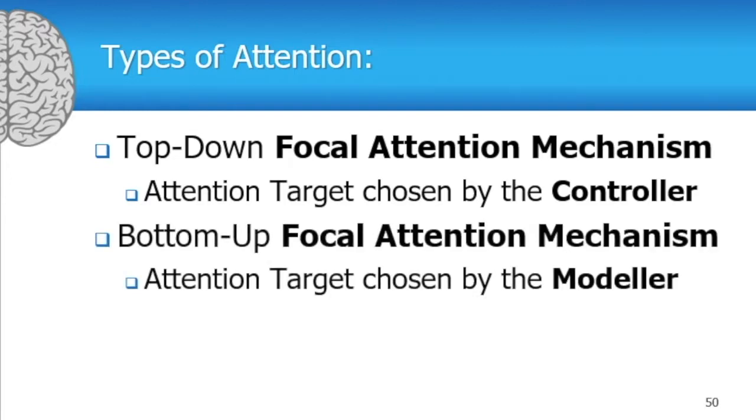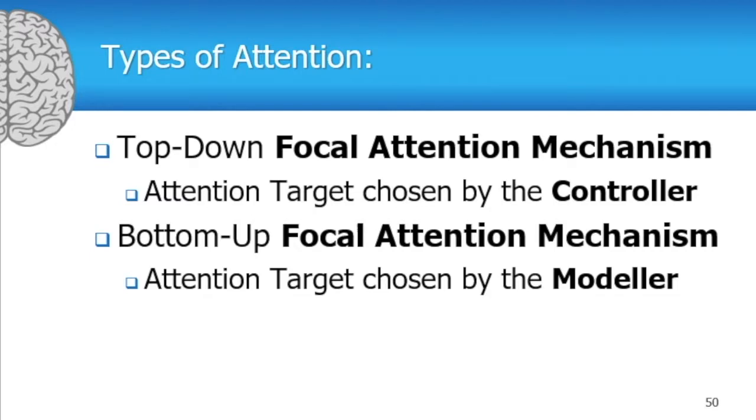Second, there is a bottom-up focal attention mechanism where the attention target is chosen by the modeler. There are two different reasons why a target will be chosen for bottom-up attention. The first reason is if something happens in the world which was not predicted by the current world model. For example, a sudden loud noise, or perhaps an object or a person that is behaving unusually. The second reason would be if a goal object has been detected in the world model. This goal object can either be an attractive goal or an aversive goal.